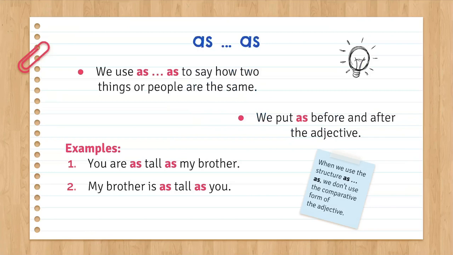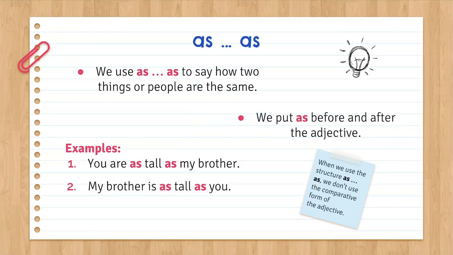As, adjective, as. We use as to say how two things or people are the same. We put as before and after the adjective. For example, you are as tall as my brother. So here we are saying that me and my brother, we are the same size. My brother is as tall as you. So in the second example, we are saying that my brother and you have the same height.